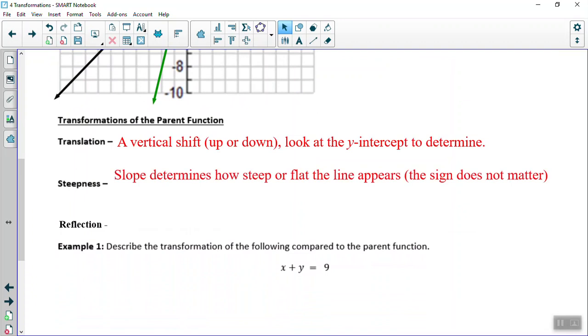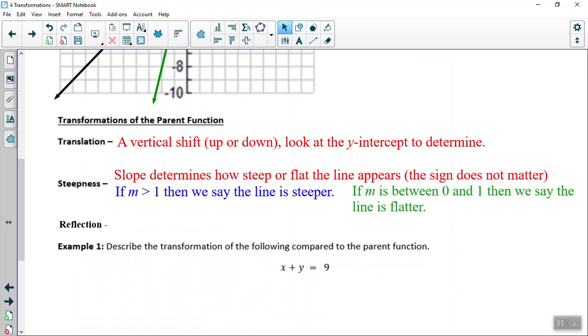Steepness. Okay? Our slope determines how steep or flat the line appears. The sign in this case does not matter. We'll talk about what that sign means in just a minute. If our slope is greater than 1, then we say the line is steeper. If the slope is between 0 and 1, then we say that the line is flatter.